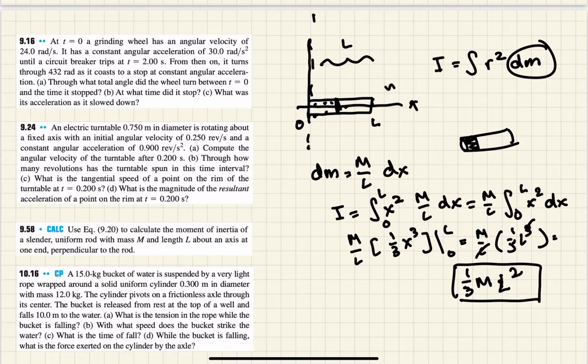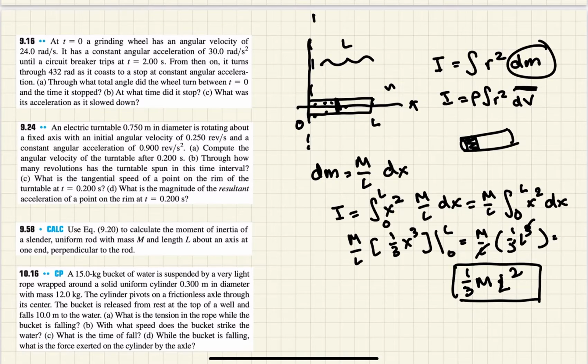It's not as scary as it looks, because you can just convert the dm into dx. Now, if you were given something like a sphere, what might be easier is using the other form of the equation, which is rho times the integral of r squared dV, and calculate the V in terms of the radius, which is very easy.